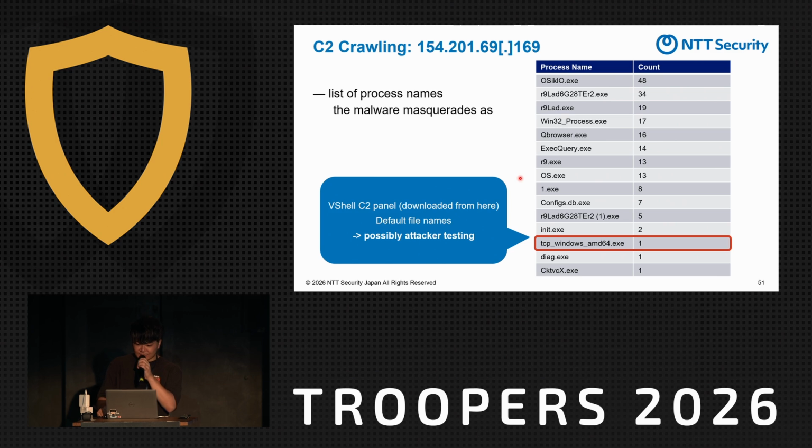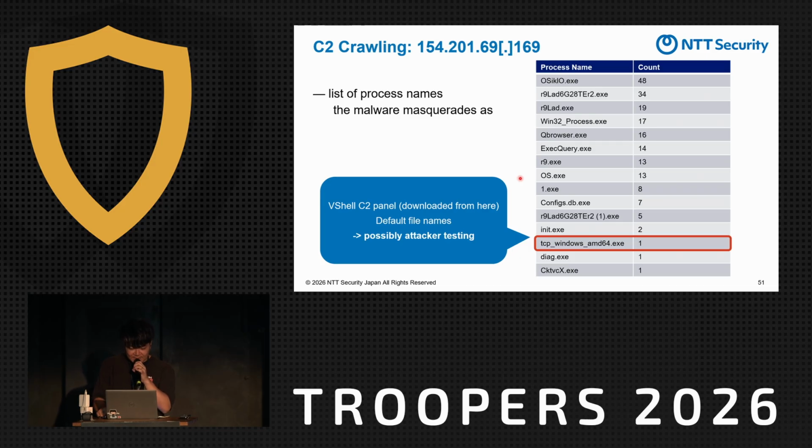And this slide shows the process names used by the malware for masquerading. The data was collected from the C2 server at 164.201.69.169. The table on the right lists the process names used by the malware along with their frequencies of occurrence. We can observe names such as osiklo.exe, win32process.exe, and qbbrowser.exe, which are designed to appear similar to legitimate processes. There are also randomly generated names, suggesting an attempt to evade simple signature-based detection.